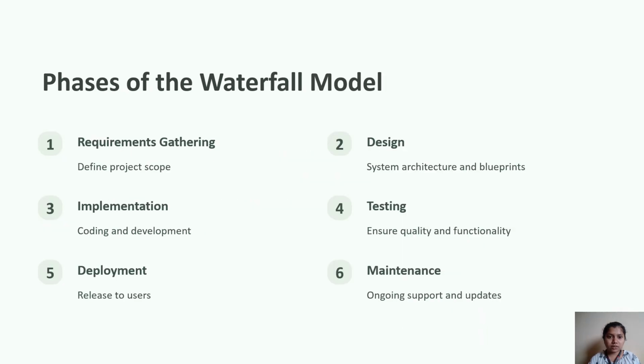Now let's see the phases of the waterfall model. Firstly, the requirements gathering. In this phase, we gather all the data required for the software development. The next is the design part. From all the data collected in the requirements gathering phase, we put it together into a systematic approach where we can easily note down what we want to do. So this is like a blueprint.